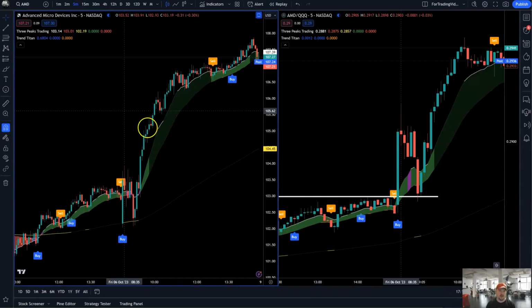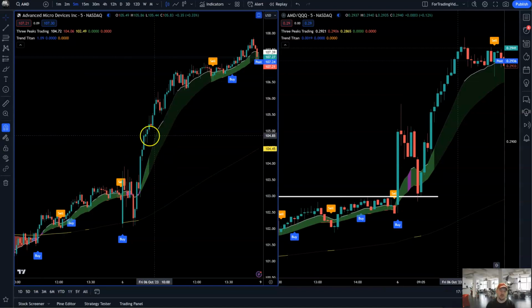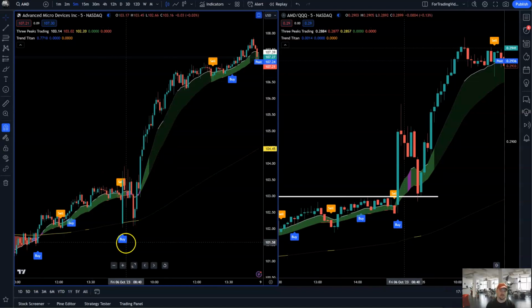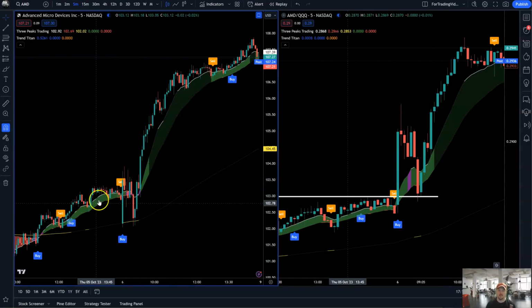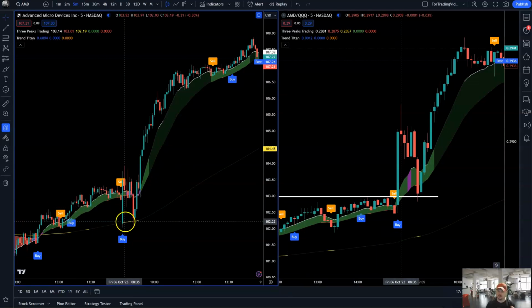On the left-hand side, we had AMD, and this is what the US dollar chart looked like. Now, it didn't look bad. There's a buy signal down here. There's the 200 moving average. We're in an uptrend. Looked pretty decent. But it's a little sketchy, right? Gap down, a little scary to take that trade.